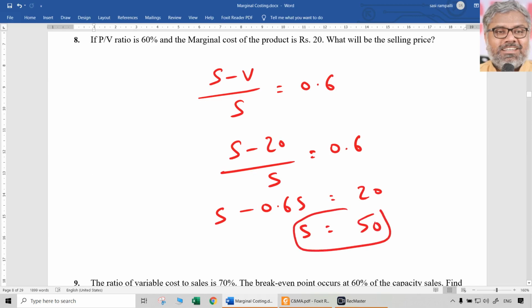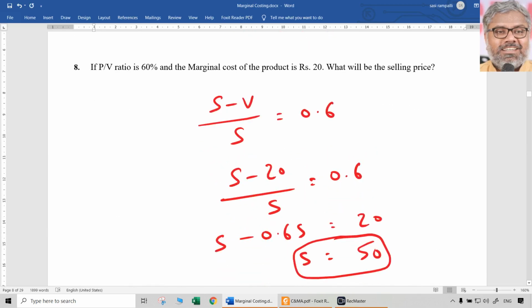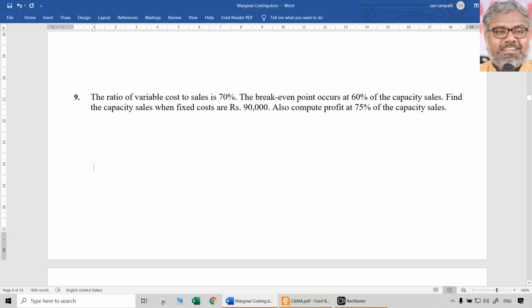You don't need all this. Actually, straight away also we can find out. How? When 60% is PV ratio, variable cost ratio is how much? 40%. When 40% is represented by 20 rupees, 20 into 100 by 40, that is 50. Straight away, selling price will be 50 rupees. That's all. Now, another question.